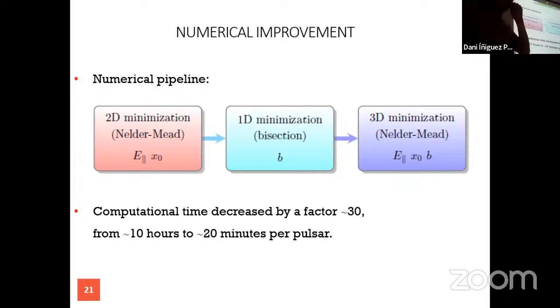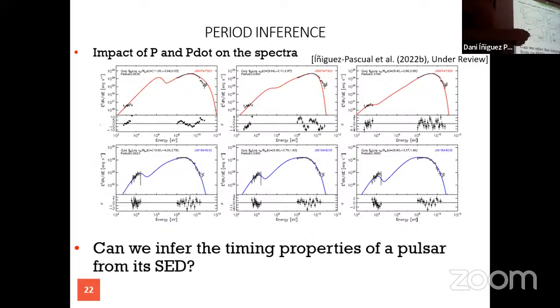Now, with this new approach, the computational time decrease achieved was a factor of 50, depending on the pulsar. This translated to a fitting time of now 20 minutes, while the previous approach was around 10 hours per pulsar. This numerical approach allows us to get engaged in more computationally demanding studies.